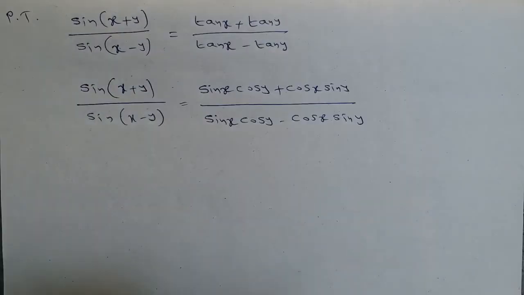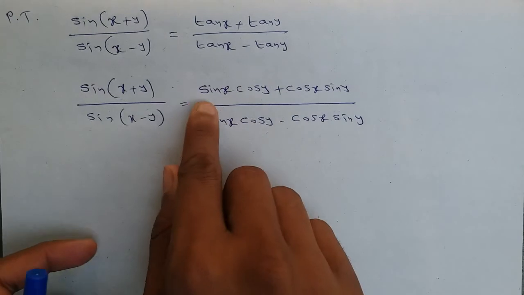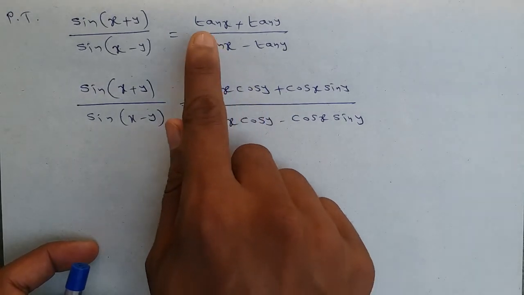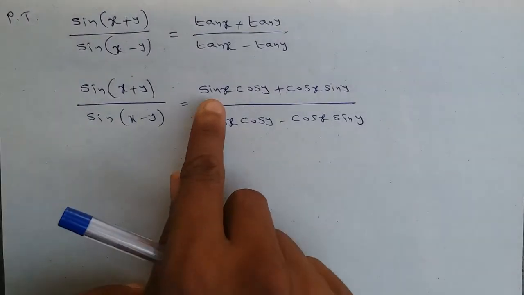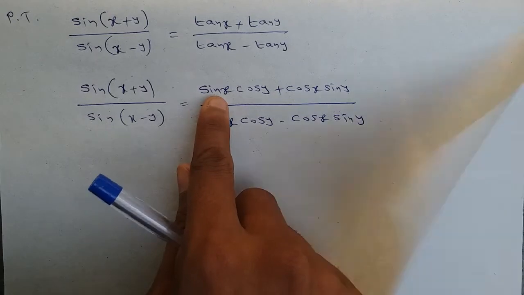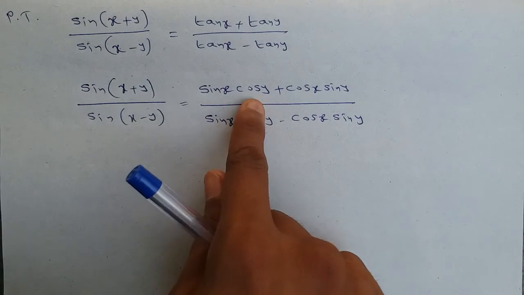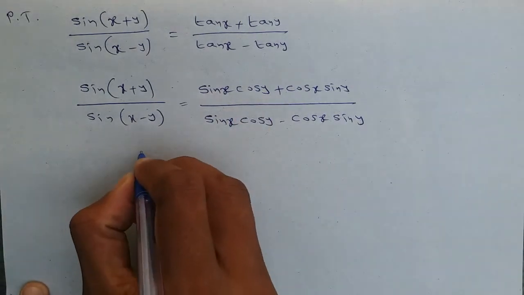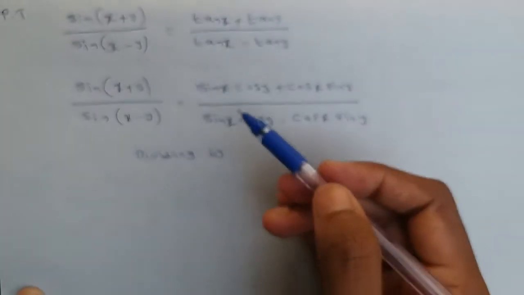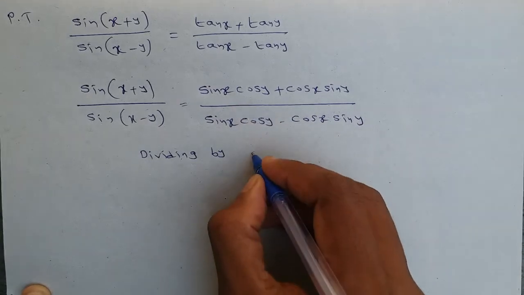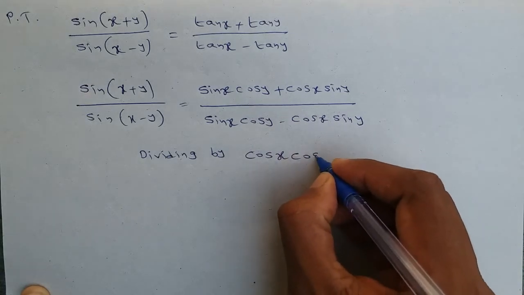Now if we observe the RHS, here we have only tan x plus tan y. It means from this first term we need to get tan x. So tan means already we know sin divided by cos. Here sin x is already there, so I need to divide this sin x by cos x so that I will get tan x. But what about this cos y? Completely I need to remove this cos y. So what I will do, dividing by, here sin x is there, so compulsorily I need to divide by cos x. Here cos y is there, so to remove that cos y, again I need to divide by cos y.